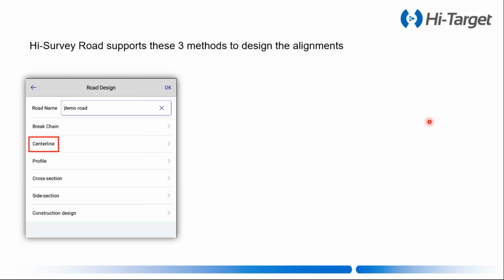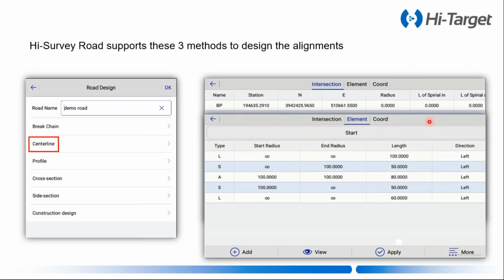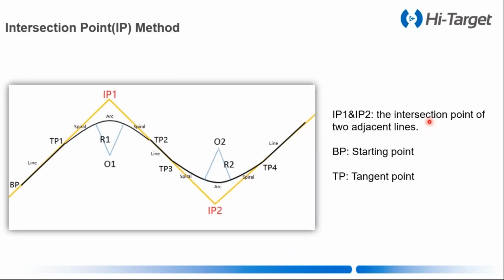For this alignment, Hi-Survey Road supports 3 methods to design the alignments. The first one is the intersection method, and then we support the element method. Then we support the coordinate method. Later, I'm going to show you one by one. Firstly, let's check the intersection point method. It's also named IP method.